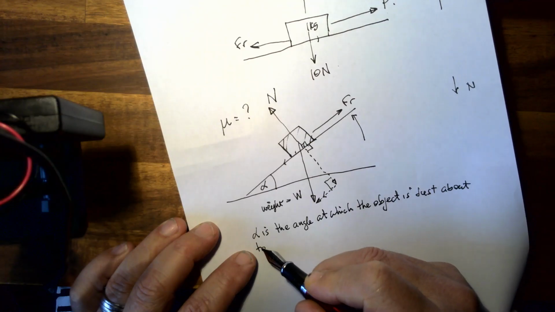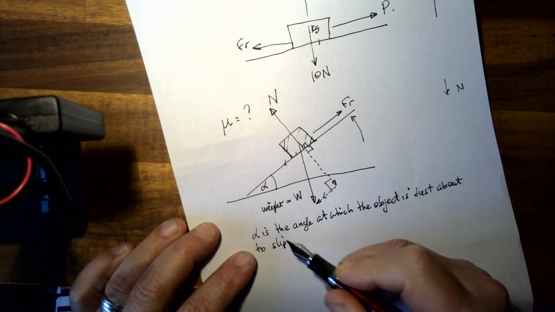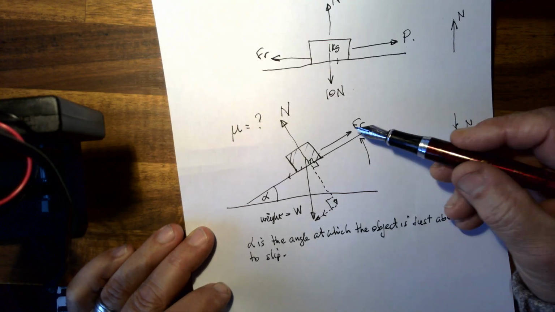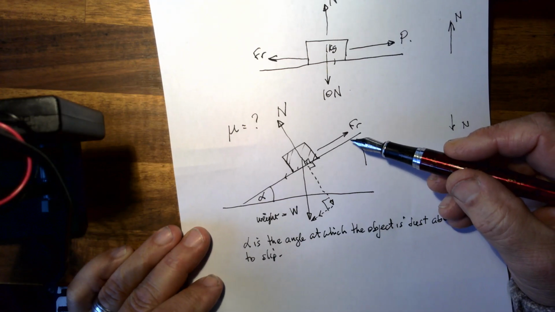Why is that so useful for us? Well, it means that we can use the equations of equilibrium and know that we're at the maximum frictional force that we can possibly have.